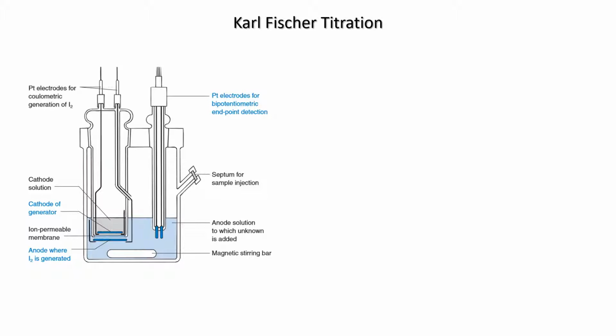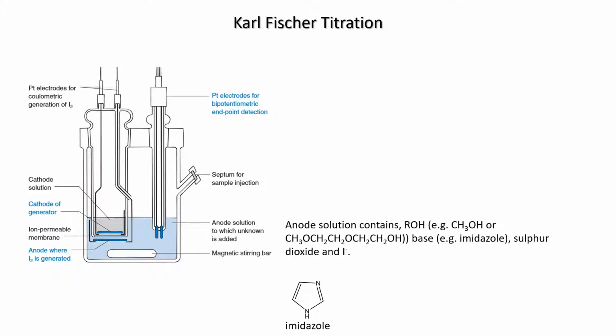In the main compartment, a stirred anode solution, coloured blue in the diagram, is dosed with a known volume of sample containing an unknown quantity of water via the septum. In the right-hand tube is a cathode solution separated from the main compartment by an ion permeable membrane. The cathode for this cell is immersed in the cathode solution, and the anode is on the other side of the membrane in the anode solution. The anode solution contains an alcohol, ROH, a base, B, sulfur dioxide, SO2, and iodide, I-.